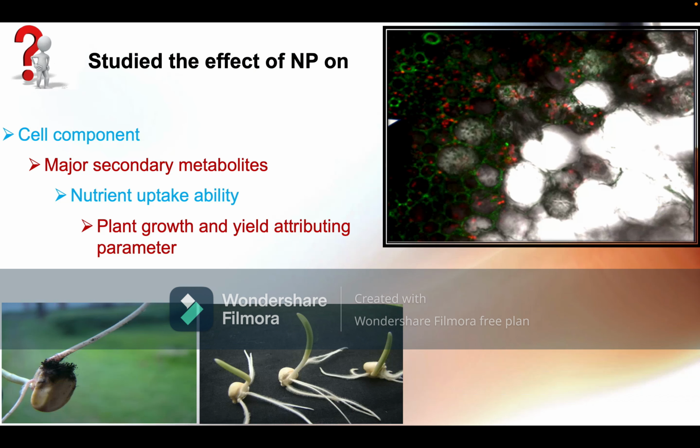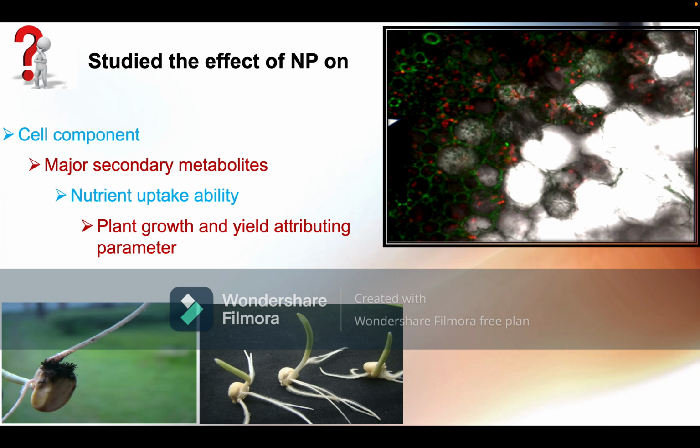We studied the effect of this type of nanoparticle on the cell component, major secondary metabolite, and nutrient uptake ability, as well as plant growth, as well as electrocuting parameters. During our observation, we have found that few nanoparticles, though they may enter into the host system, do not have a bad effect on the cell components like protoplasm, protoplast, cytoplasm, nucleus, plastid, mitochondria, etc.